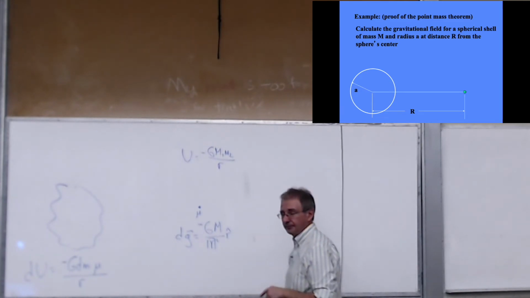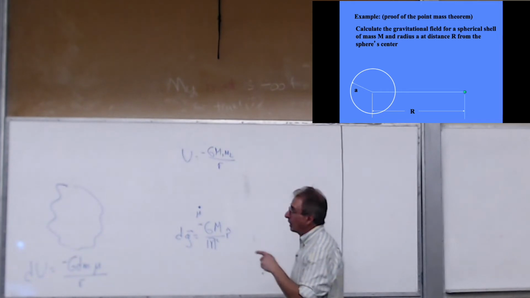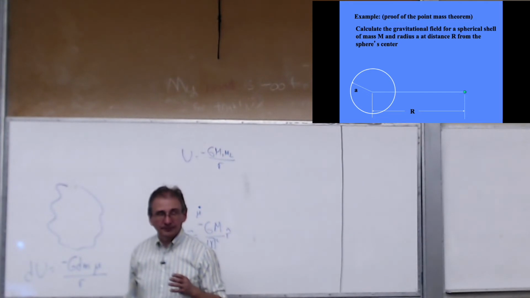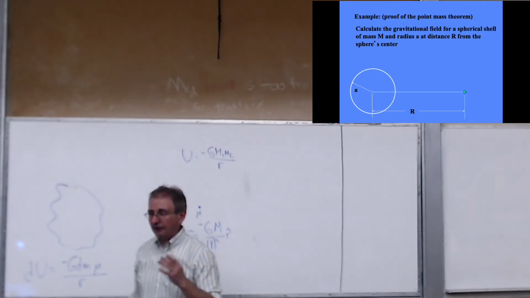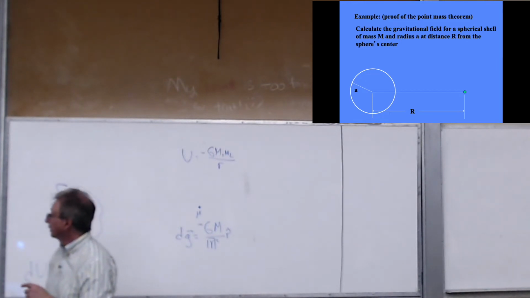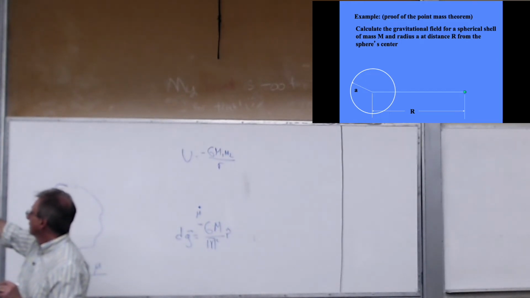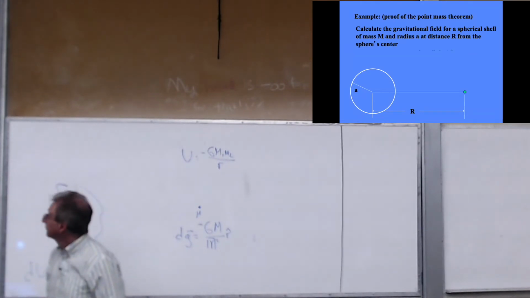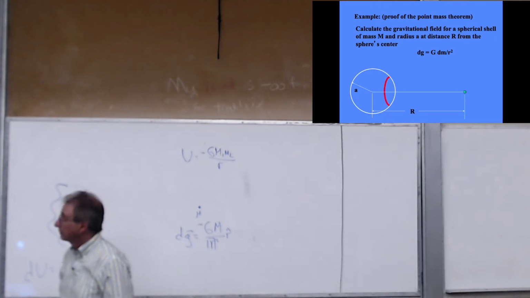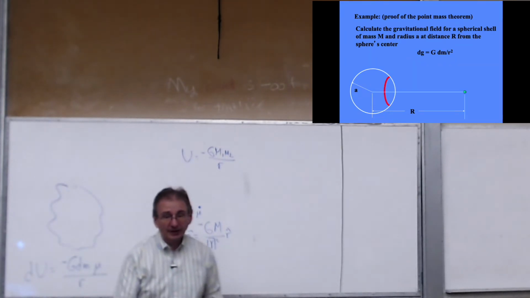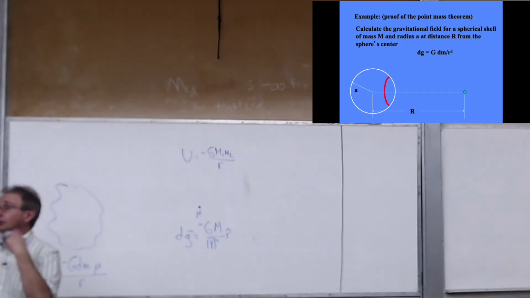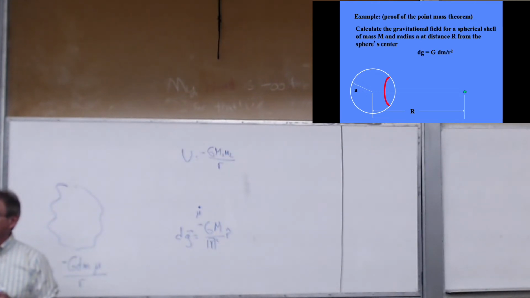So what I want to do is look at G. I want to look at the behavior of G, but I'm going to do it in a different way. I'm going to look at the energy stored in the system between that empty sphere, the spherical shell, and the point mass mu. Once I calculate the energy stored, I will be able to deduce things about the gravitational field.